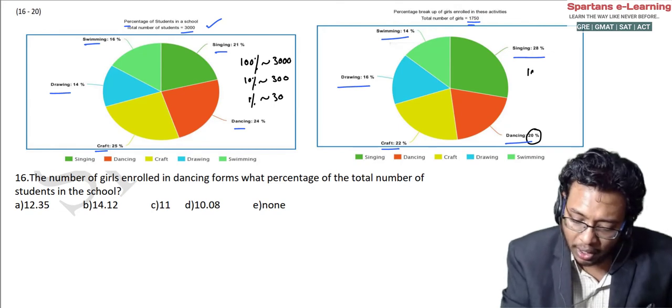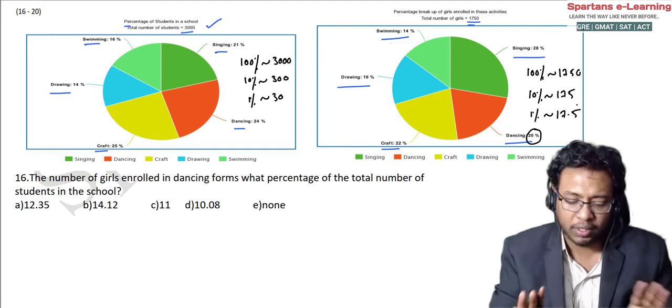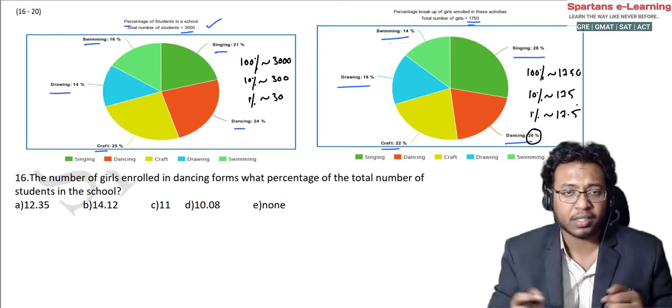Now here the 100% value will be equal to 1750. The 10% value will be equal to 175, and the 1% value equal to 17.5. Only this is the information you need to write, and that is very easy to write.